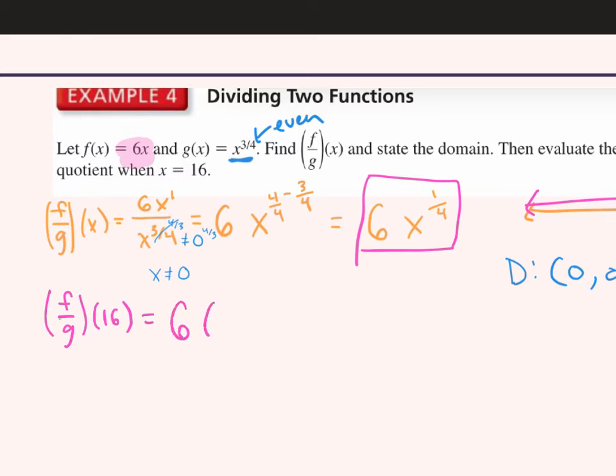So we have 6 times 16 to the power of 1/4. And just remember that that 1/4 is only an exponent on the x, so it's only affecting the 16. We cannot multiply 6 and 16 together before we get rid of that 1/4. So what can we do next?